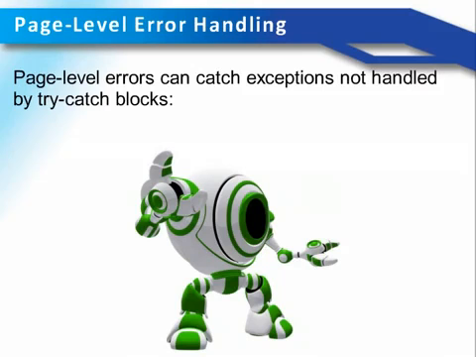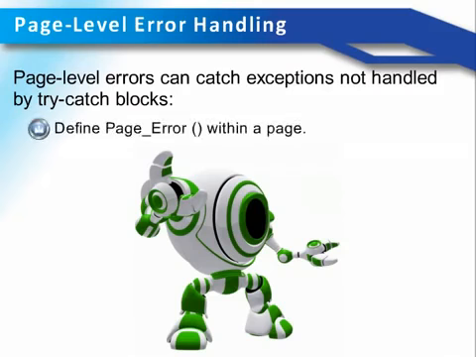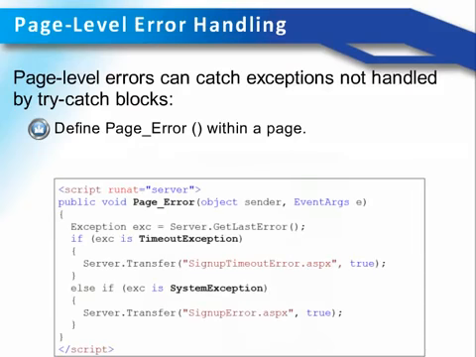ASP.NET page-level error handling can be used to catch exceptions not already handled within try-catch blocks on a page. At times, this can be very useful and is implemented by defining a method within the page called page_error. This method can be coded to handle as many or as few exception types as desired. An example of page-level error handling is shown here.